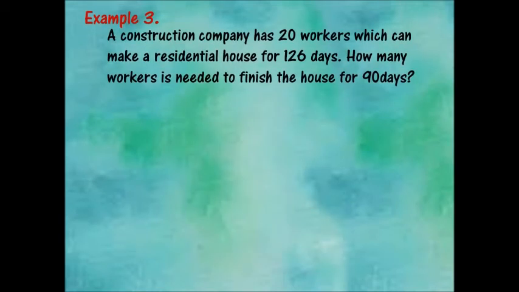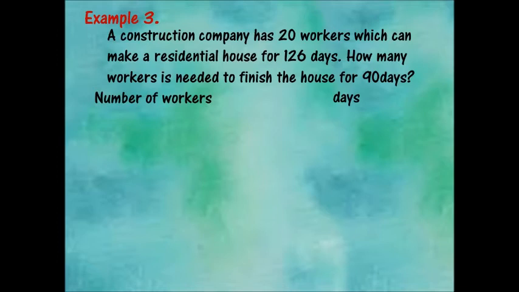A construction company has 20 workers, which can make a residential house for 126 days. How many workers is needed to finish the house for 90 days? So the question is, yung isang construction company daw ay meron siyang 20 workers at nakakapagtapos sila ng isang residential house, sa loob ng 126. Pero ilang workers daw ang kailangan para matapos ang isang bahay sa loob lang ng 90 days. So ano ba yung dalawang variables na pinag-uusapan natin? Number of workers at yung araw na kailangan nilang tapusin.